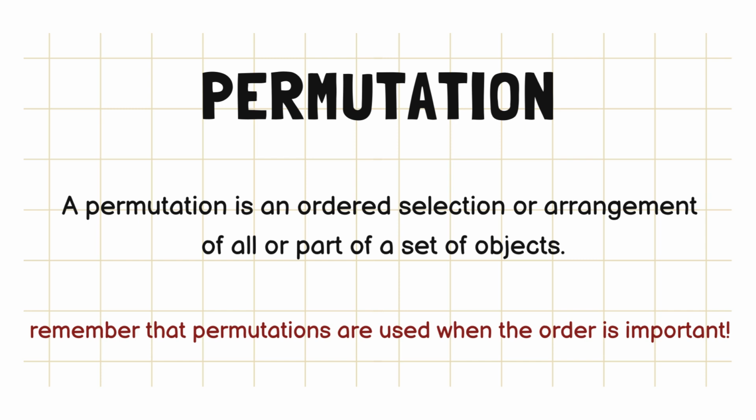And we must remember that permutation is used when the order is important. So when we have AB, it's not the same as BA. Why? Because it depends on the order we call the element. When we call AB, it means that A is the first element and B is the second element. And when we call it BA, we know that B is the first element and A is the second element. So it's not the same in permutation.